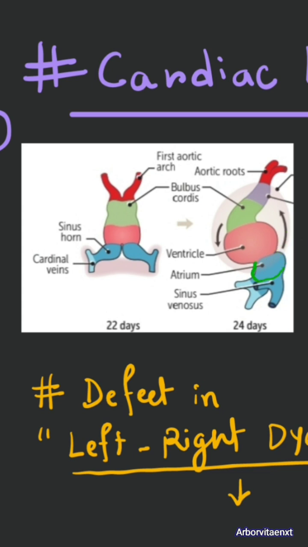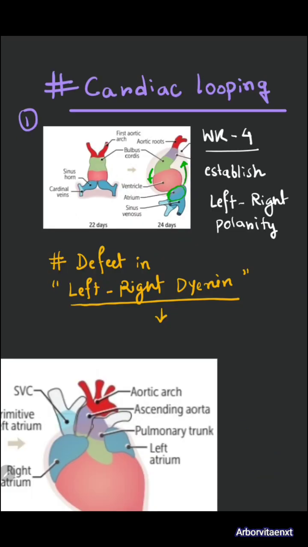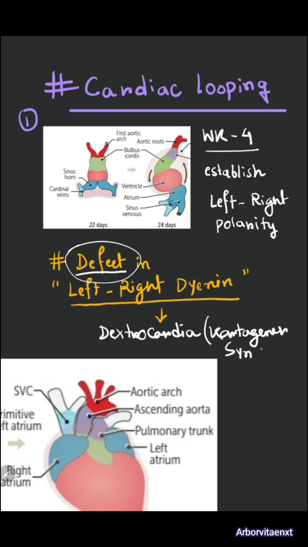Due to this looping, the atrium, you can see, is going upwards, and the ventricles along with the bulbus cordis will be going downwards. So this is the cardiac looping happening here. Clinically, there is a condition where there is a defect in the left-right dynein protein, and this left-right dynein is actually involved in the left and right asymmetry of the heart. If there is a defect in that, it will lead to dextrocardia, that is a right-sided heart. This dextrocardia we see in Kartagener syndrome.